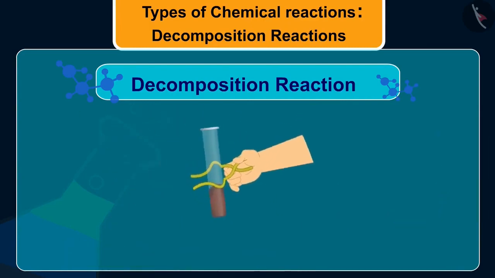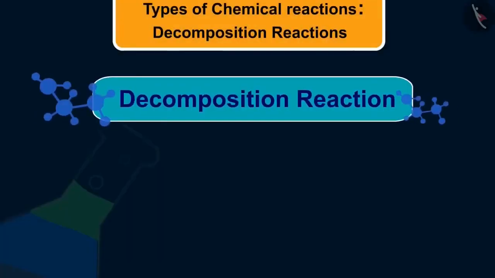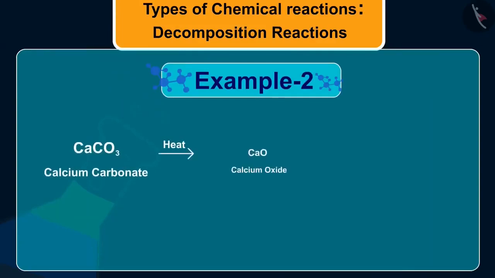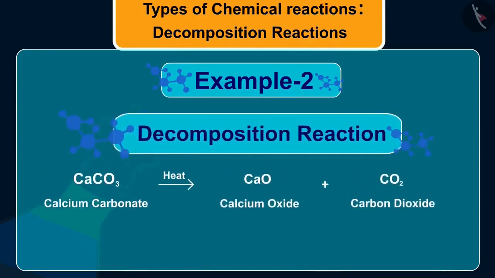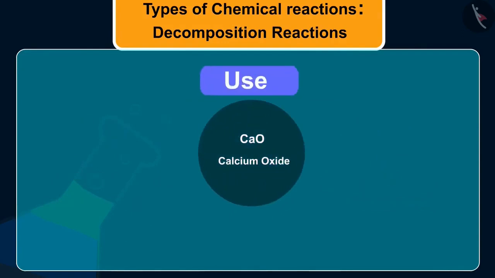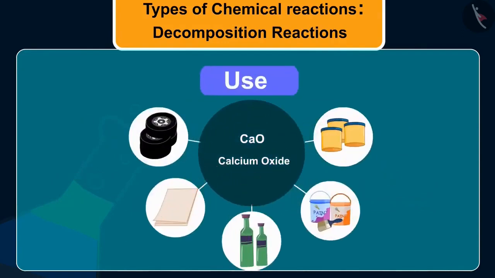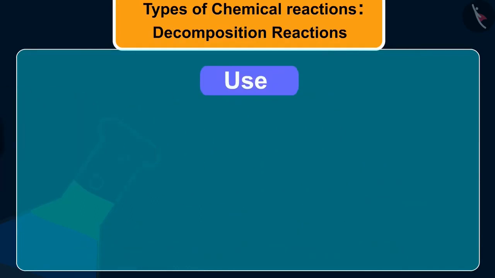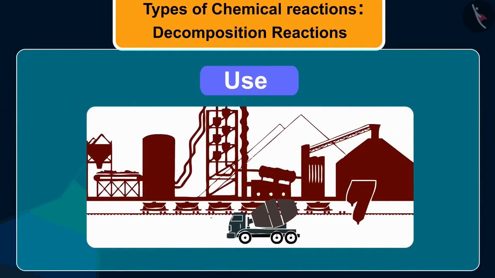Isn't it fun? Let us now discuss one more example of decomposition reaction, which is decomposition of calcium carbonate to calcium oxide and carbon dioxide. It is an important decomposition reaction used in various industries. Calcium oxide is called lime or quicklime, and is used in the manufacture of cement.